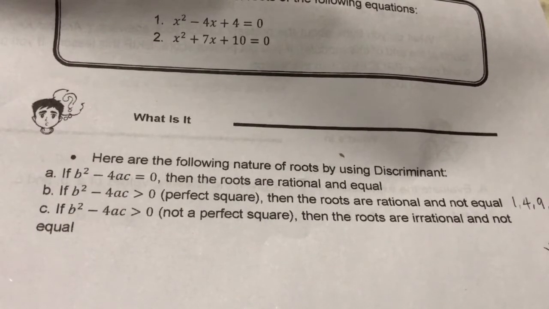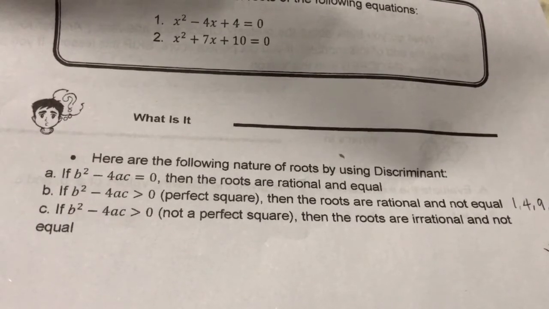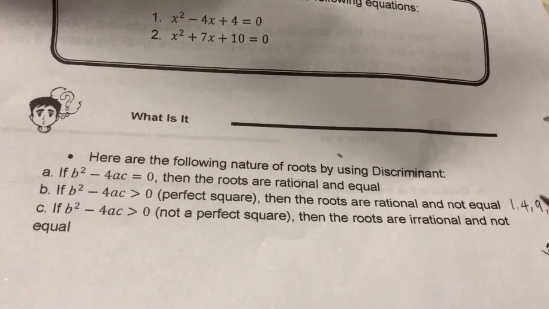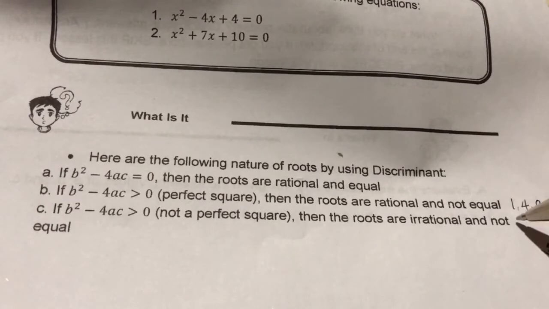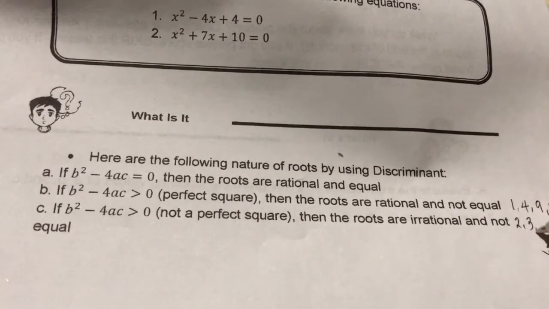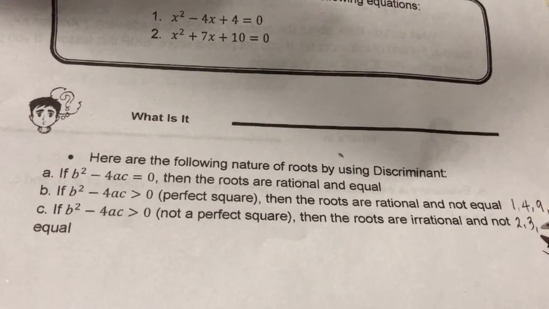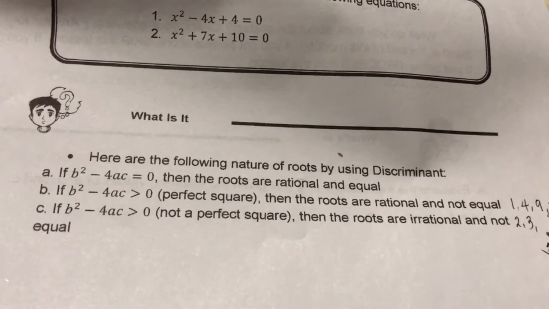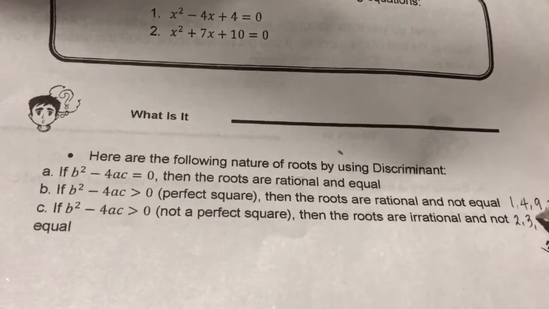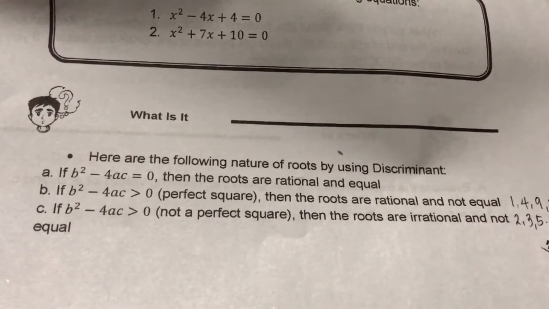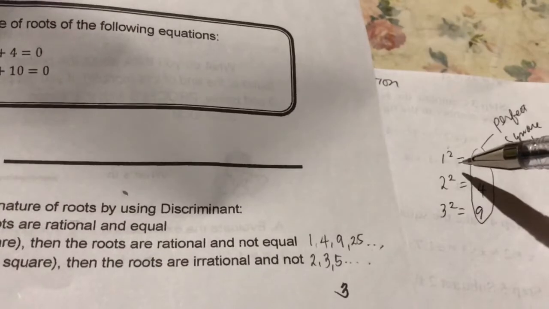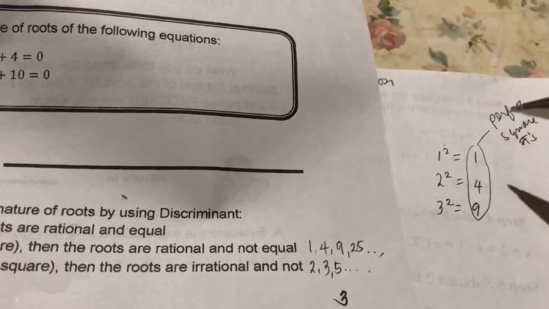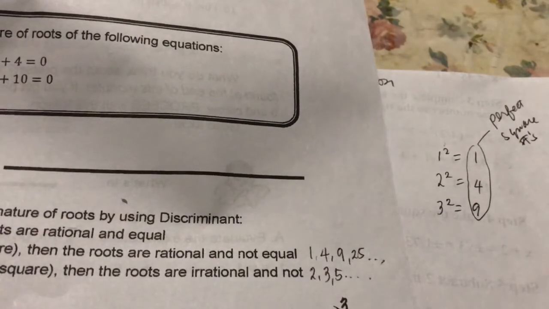The next, letter C, if b squared minus 4ac is greater than 0 but not a perfect square, then the roots are irrational and not equal. Ano yung mga yon? Greater than 0 daw na hindi naman perfect square number. Example, 2, 3, ano pa? 4, hindi. 5. So on and so forth. Basta yung hindi siya na square na numbers na wala dito, hindi yun yung tinatawag nating mga perfect square numbers.